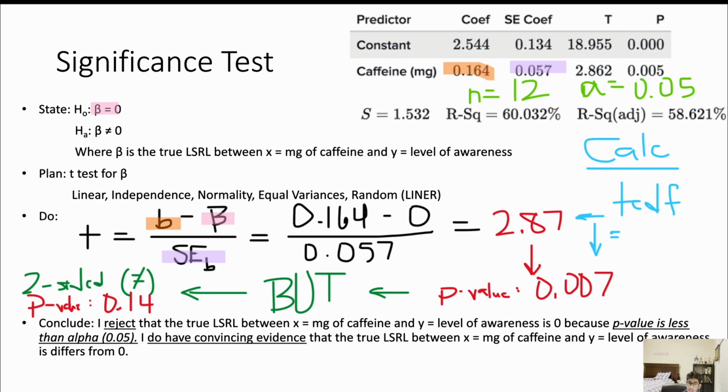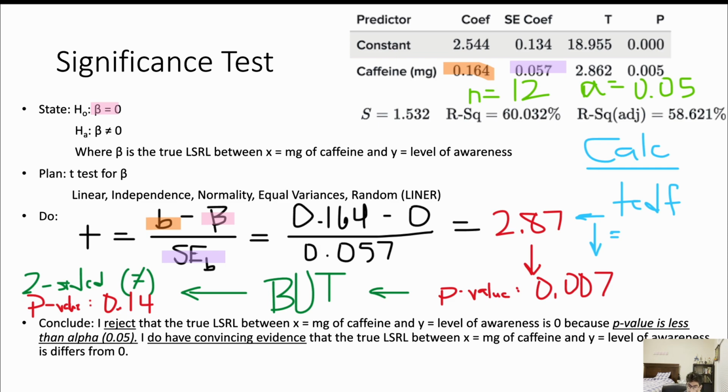Okay, then after you do that, you have to state what beta is. So where beta is the true LSRL between X, put that in context, and Y, put that in context. I'm using the same variables as last time. Plan, it's a t-test for beta, and then the do part is t is equal to b minus beta over SEB. Really, you don't even have to have beta because beta is equal to 0. So you just have b over SEB.